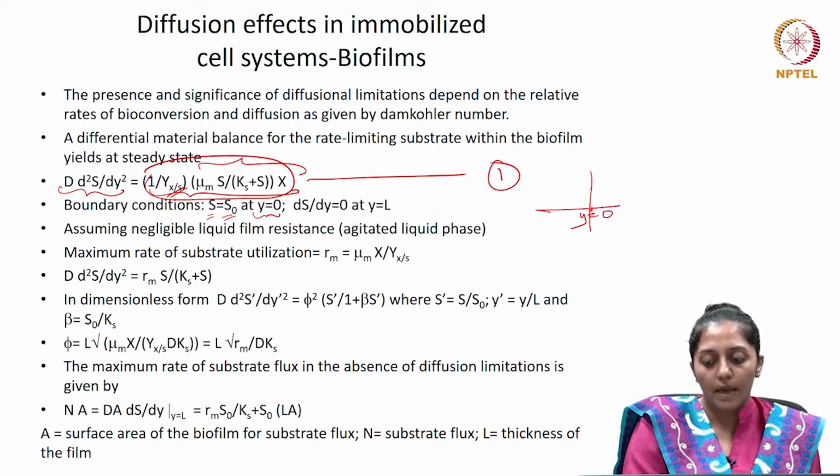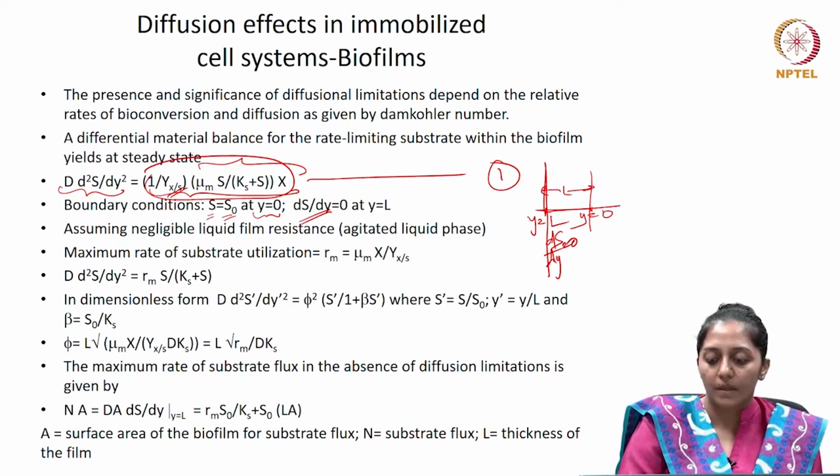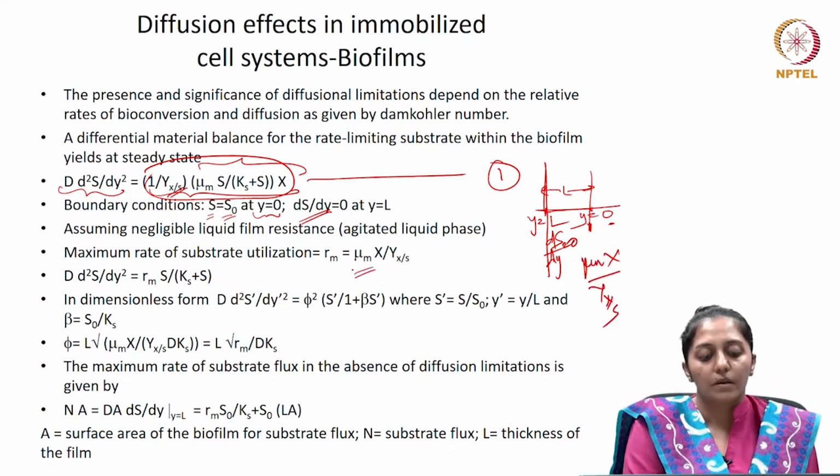Now, L is the length of the biofilm. So, at y is equal to L, the substrate is bounded. So, therefore, ds by dy becomes equal to 0. Now, assuming negligible liquid film resistance, because it is an agitated liquid phase, whatever is in the bulk is at the surface.